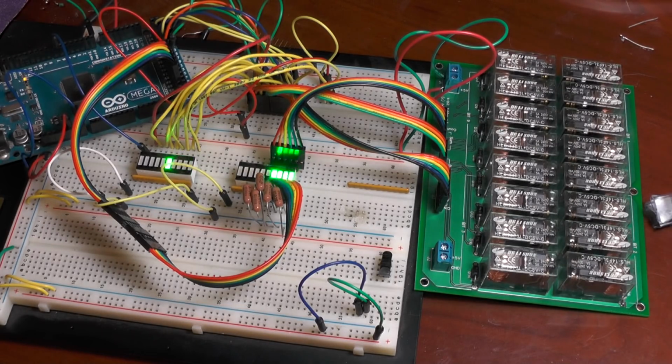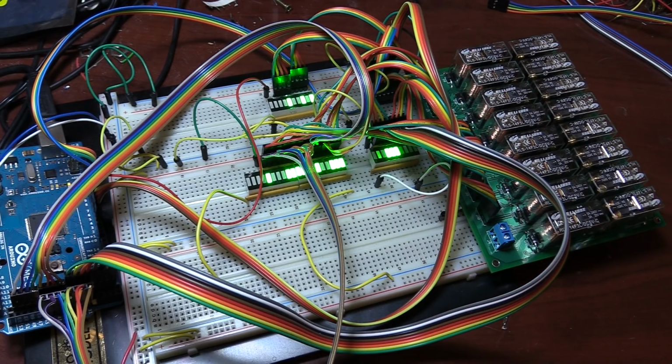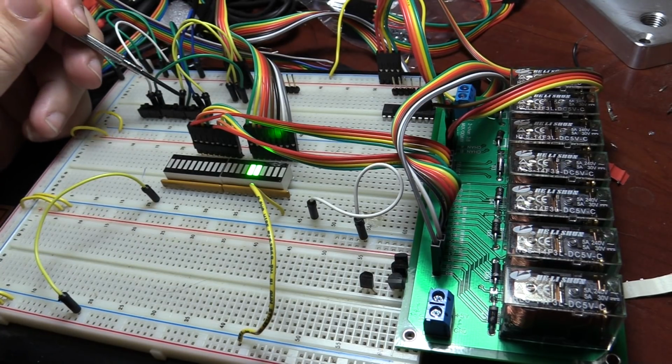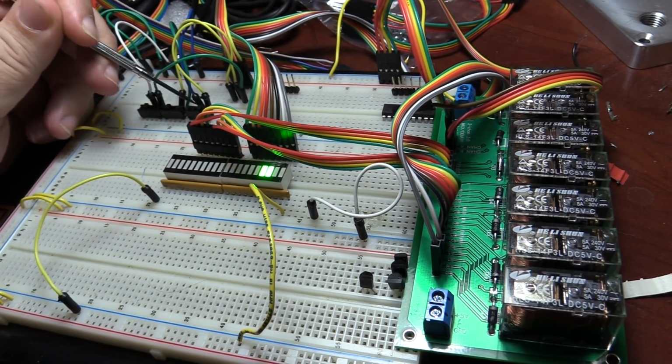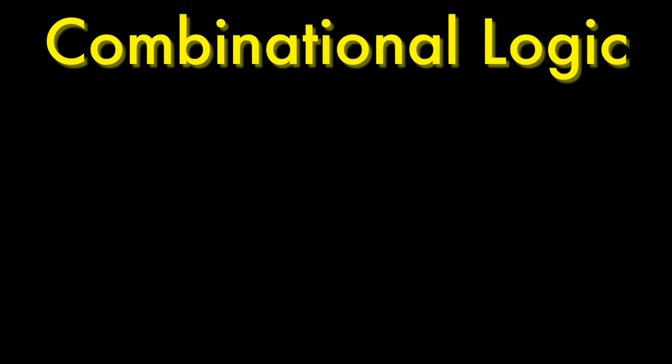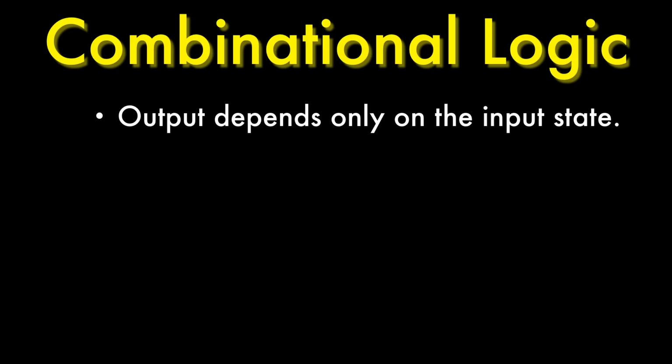In the previous videos, I created my relay adder, logic block, and multiplexer, the three elements I needed to create my ALU. All of these circuits implement combinational logic. That means that the output states of the circuits depend only on the input states. Provide the same input bits, and you'll get the same output bits.